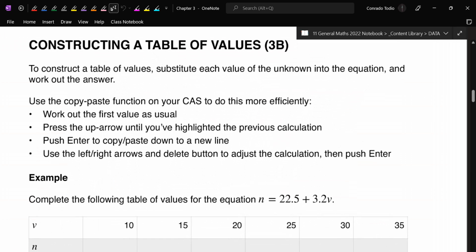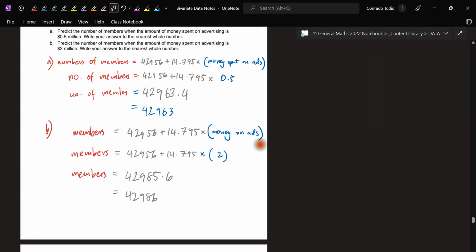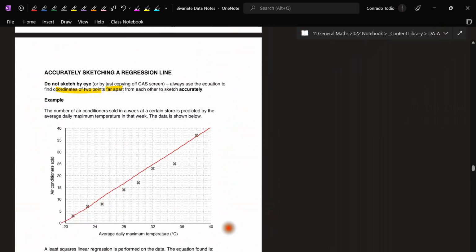Firstly, there's going to be a question on the SAC where it asks you to construct a table of values. You've probably seen this many times already in this topic. Are you guys familiar with the table of values? If you go back to our notes in chapter 7, I'll show you. You'll have seen a lot of tables of values.